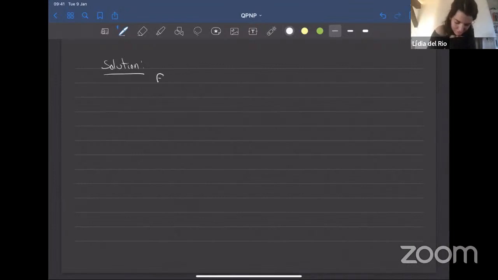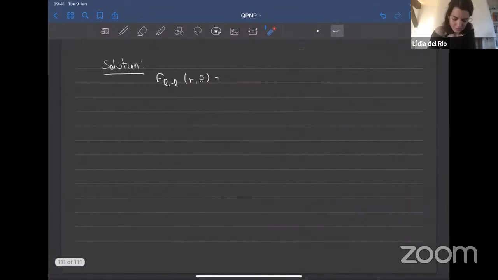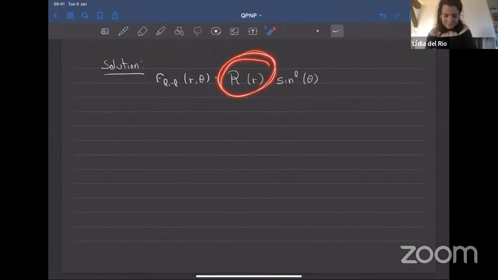So f of r and θ. First of all, note that there's no dependence on r anywhere in this differential equation, right? So it will be a constant that is allowed to depend on r. And then the part that depends on θ turns out to be sine to the power of l of θ. You can take the derivative and see that it works. Verify that it is a solution if you want. So this one, we're going to leave it alone for now. Later on, when we talk about specific Hamiltonians, we'll look into more detail about what this is. But for now, it could be anything.